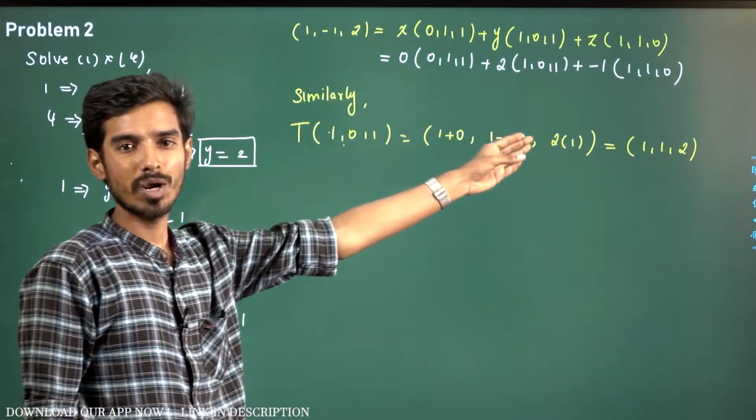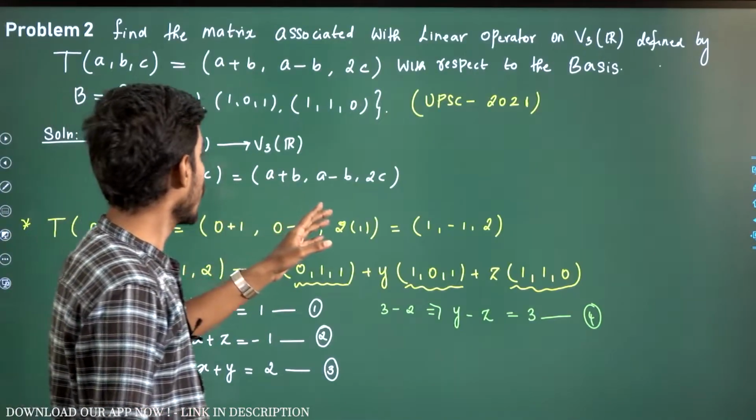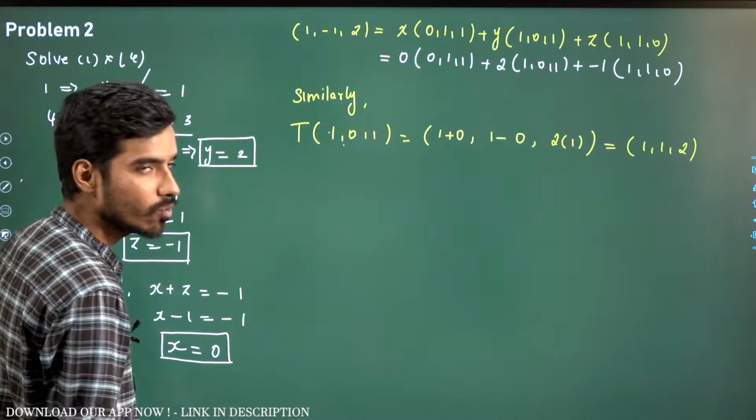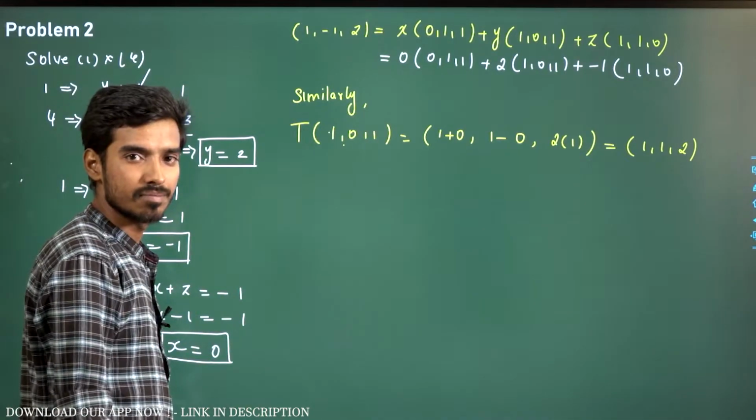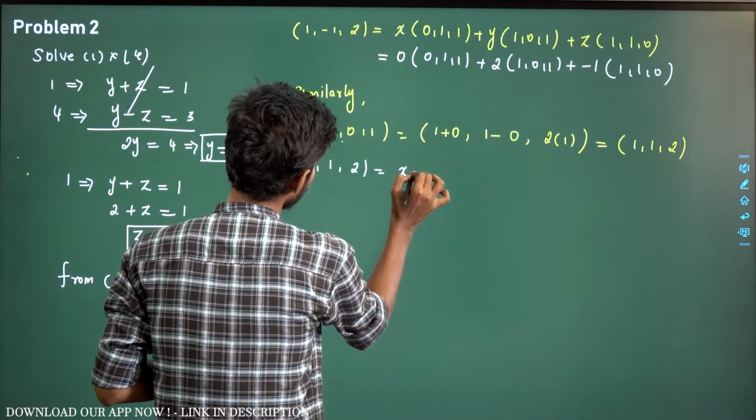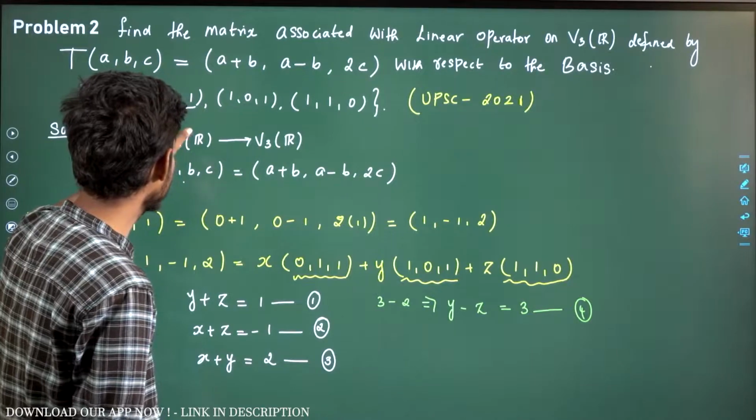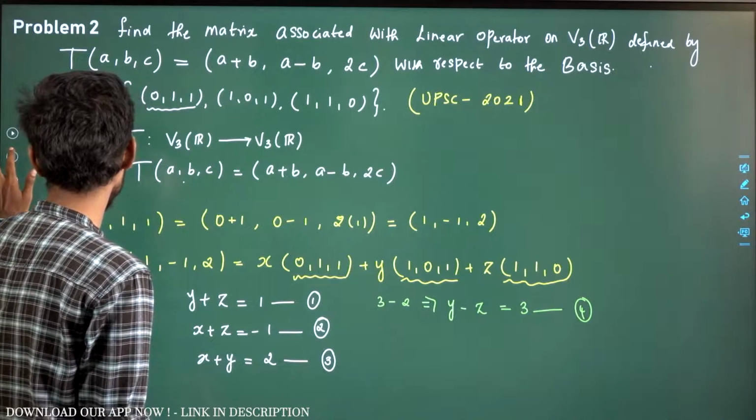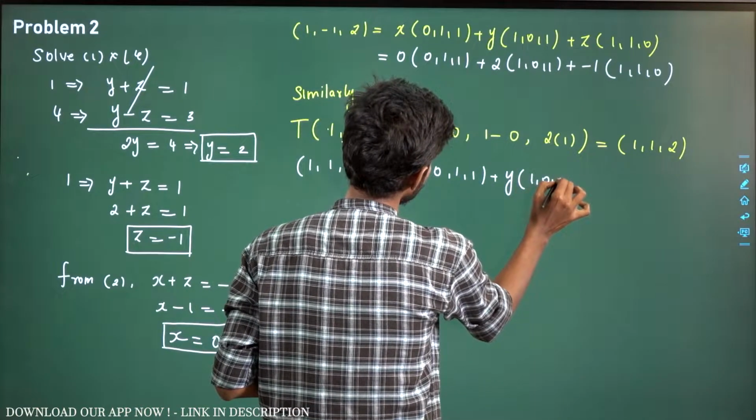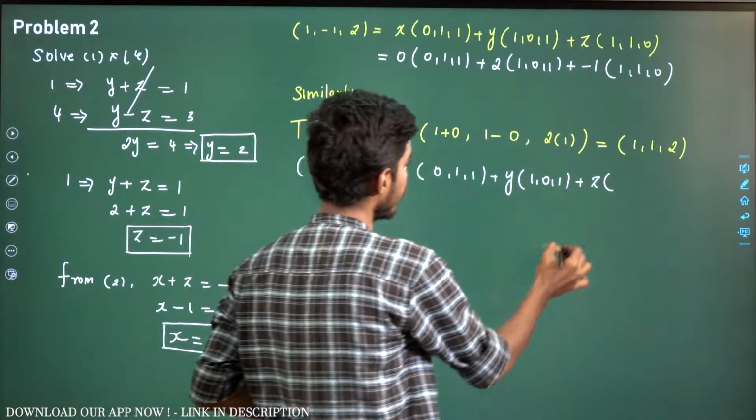Now you need to express this 1 1 2 as a linear combination of elements of the basis in the codomain space. Here, instead of 1 minus 1 2, we have 1 1 2. Same procedure, so we proceed. We express 1 1 2 as x times 0 1 1 plus y times 1 0 1 plus z times 1 1 0, since both bases are the same.